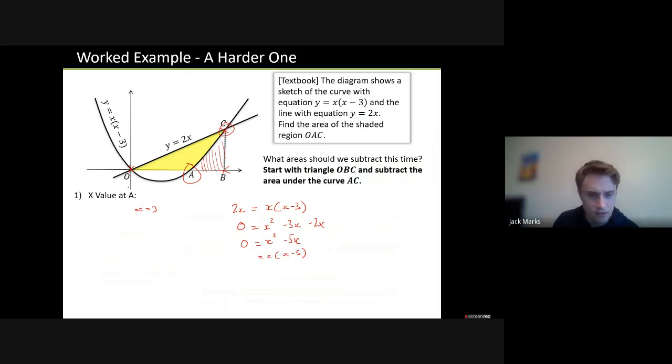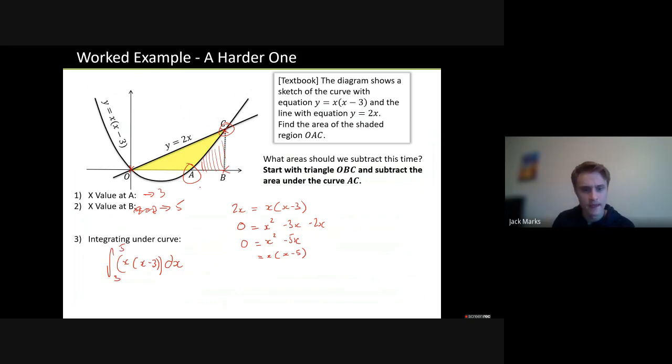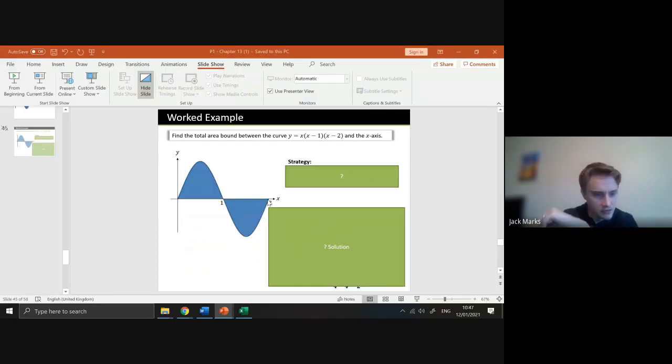So what we want to be doing then is the x value at A, well, let's just say that this is 3. The x value at B, well, this is 5. So integrating, we want to integrate the x multiplied by x minus 3 curve with respect to x between 5 and 3. Find this and take it away from the triangle that would encompass this, that would be OBC. So let's look at a neater version.